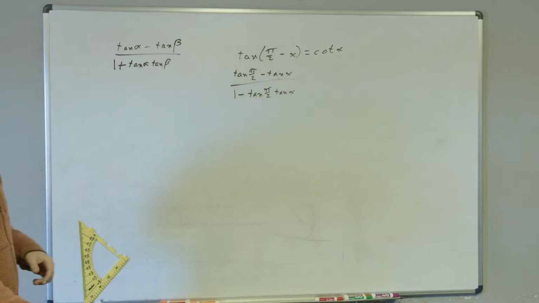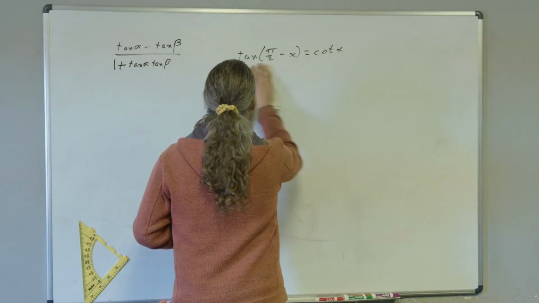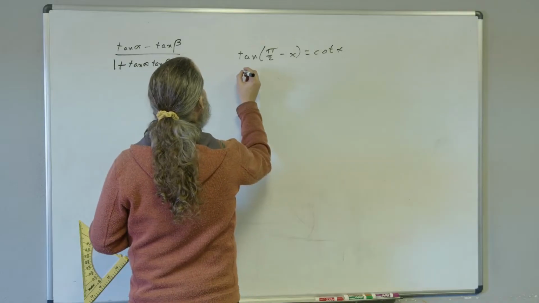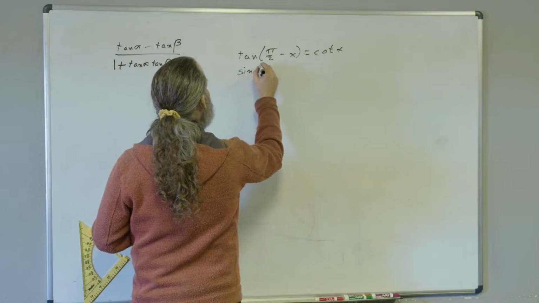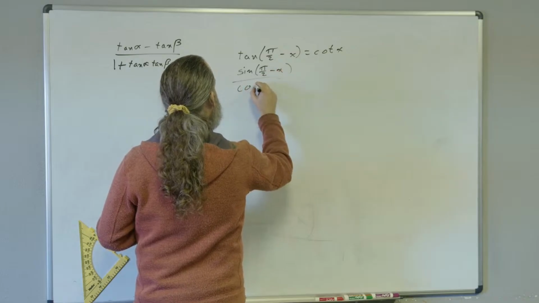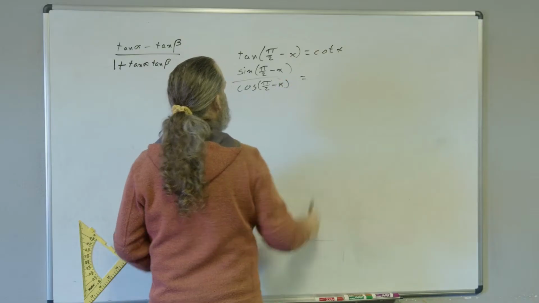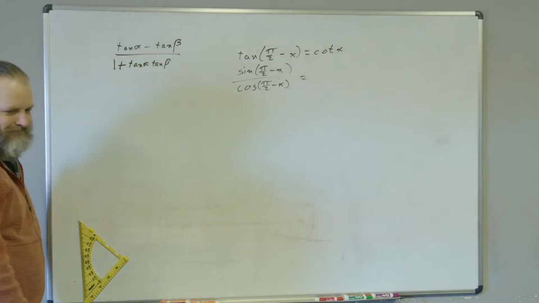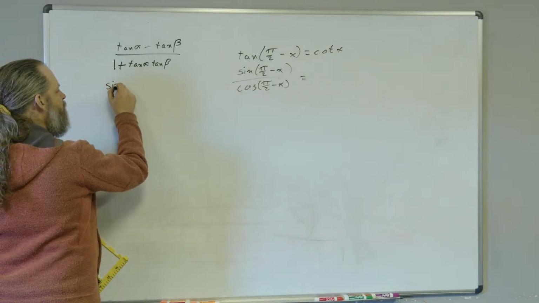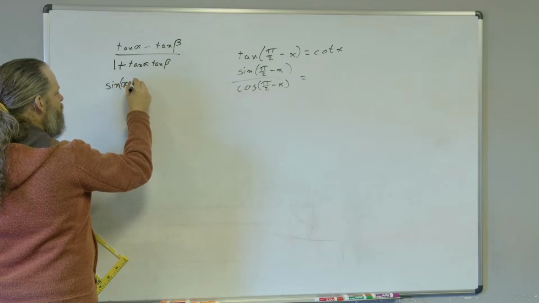Let's turn it into sines and cosines. Turn it into sines and cosines, guys. Heck yeah. Now what? We expand. We turn it from that to the big equation.